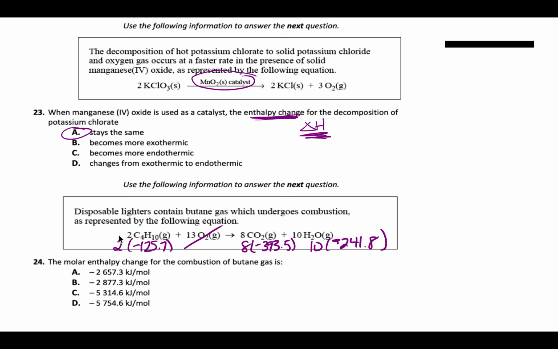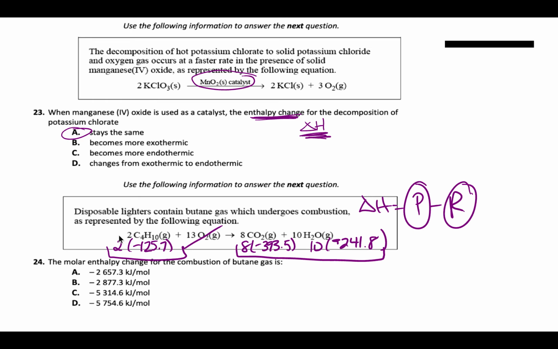241.8. Then again, Hess's law short, take your products, subtract your reactants. So let's get the total here. That will be products. Get the total here. That will be reactants. Take the difference. You should see your answer is C.